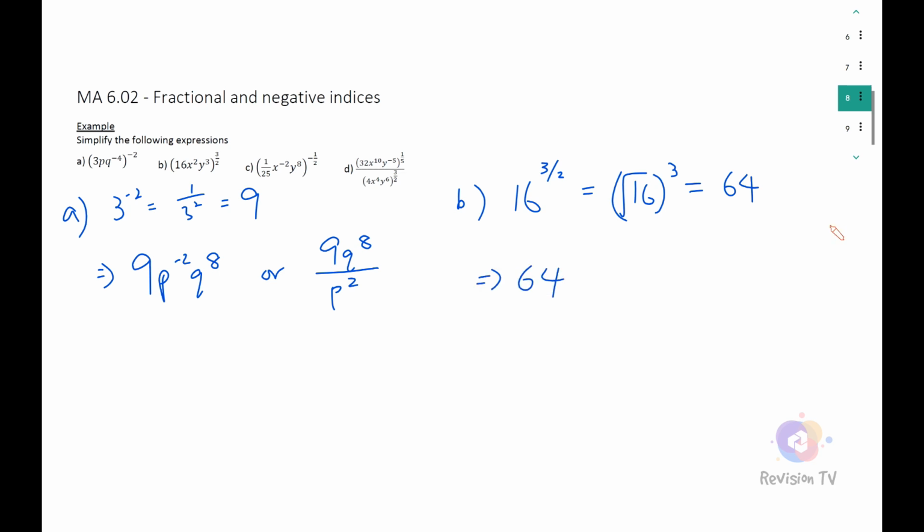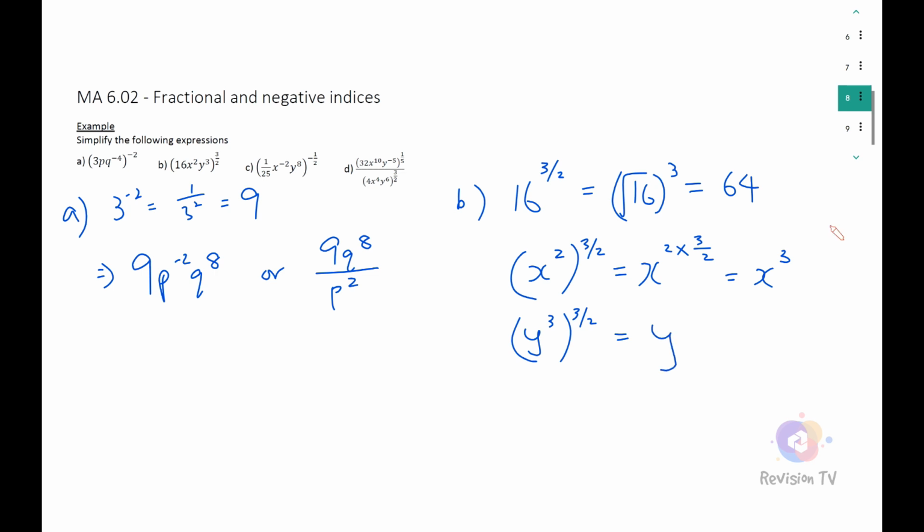X squared, remember power for power, you're going to times the power. So x squared to the power of 3 over 2 is the same as x squared times 3 over 2 in the power. 2 and a half cancel out, so it'll be x cubed. For the y cubed to the power of 3 over 2, that becomes y to the power of 3 times 3 over 2. It will be the same as y to the power of 9 over 2. So my final answer will be 64 x cubed y to the power of 9 over 2.